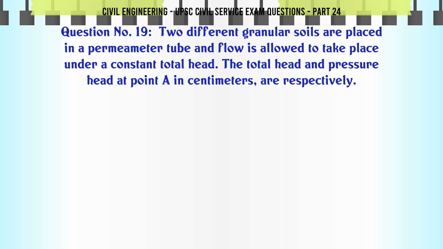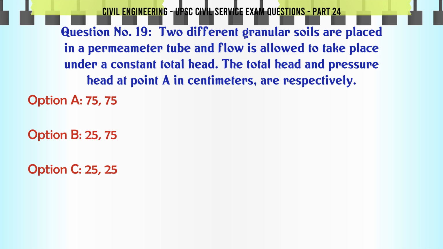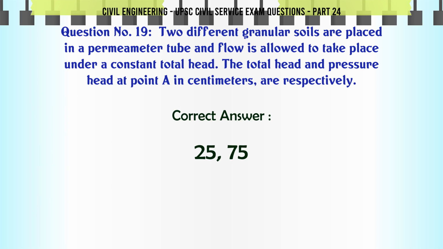Two different granular soils are placed in a permeameter tube and flow is allowed to take place under a constant total head. The total head and pressure head at point A in centimeters are respectively A. 75-75, B. 25-75, C. 25-25, D. 75-25. The correct answer is 25-75.